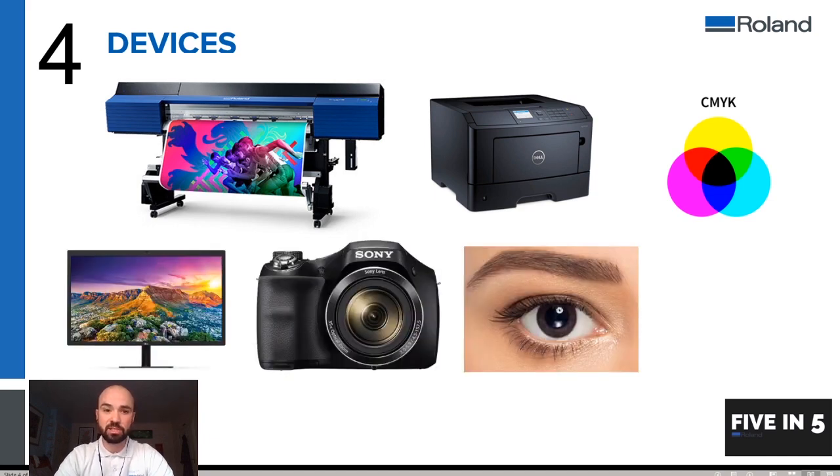RGB devices, such as a monitor, a digital camera, and the human eye, use the RGB colour mode, meaning that they use or read or emit different light sources in order to create the different RGB colours.